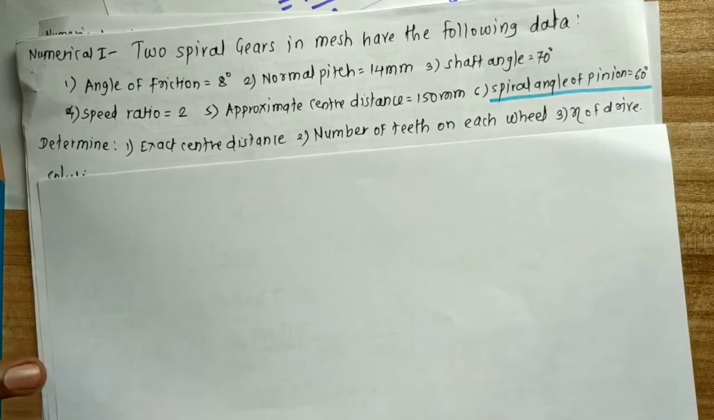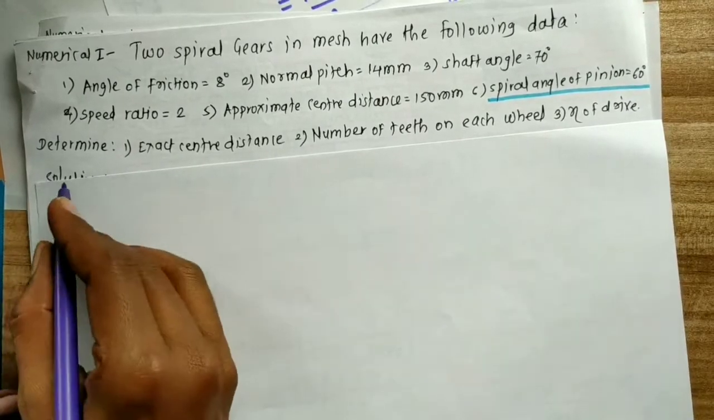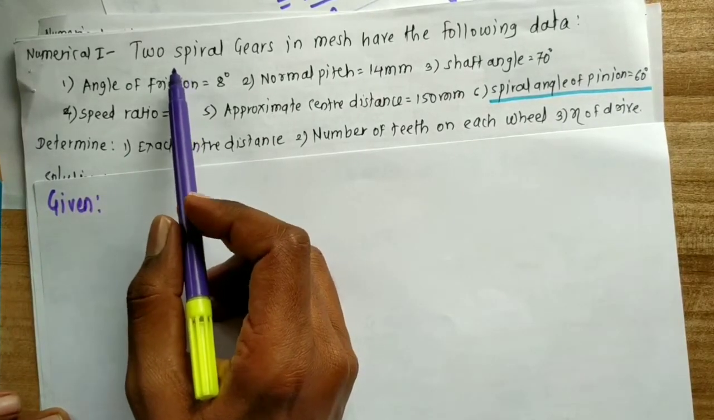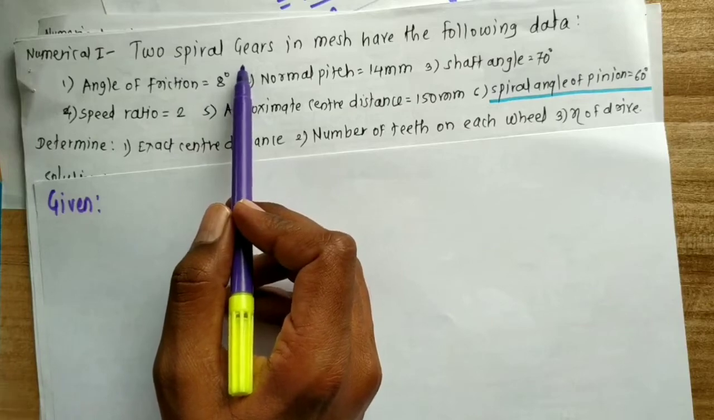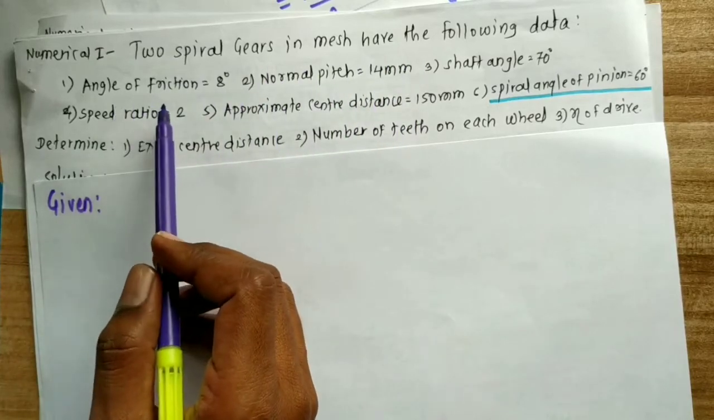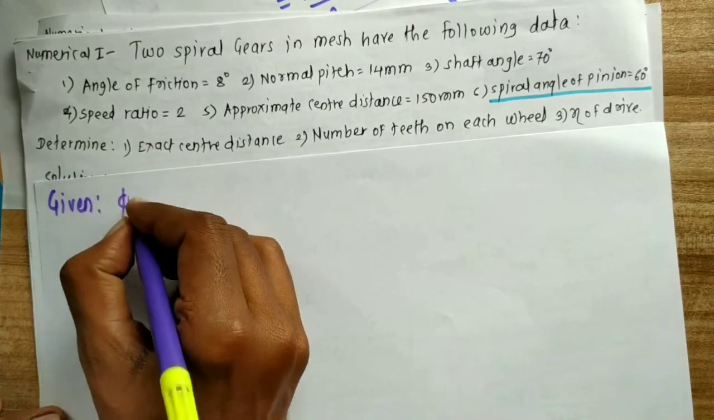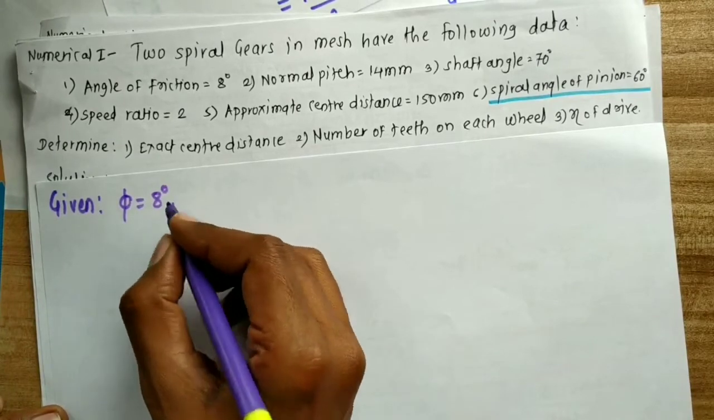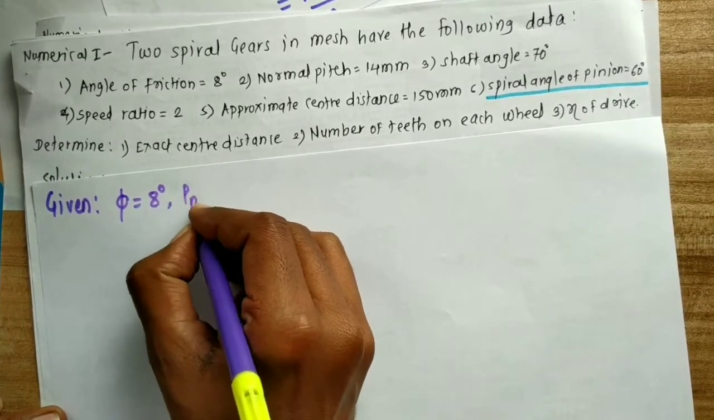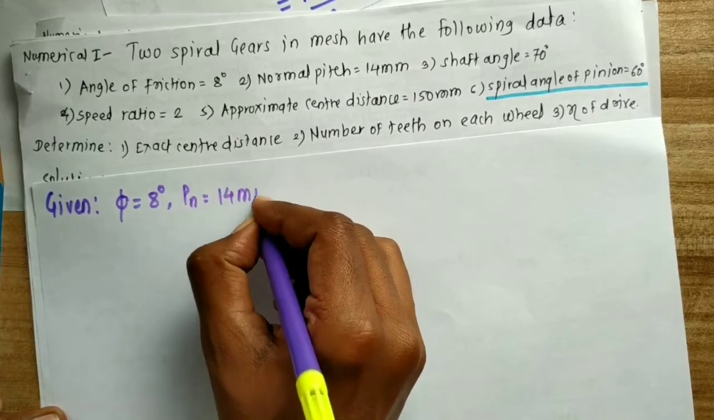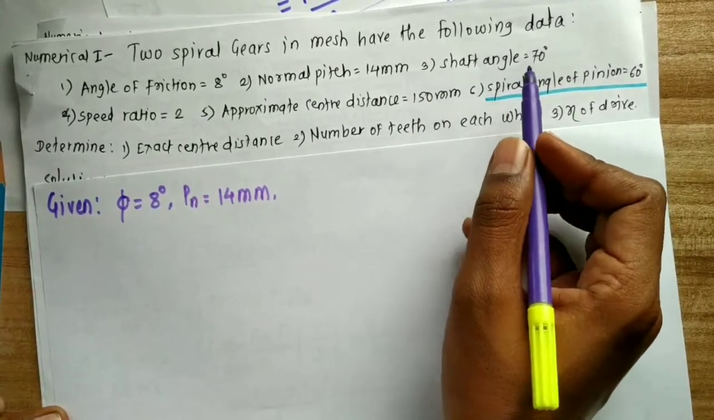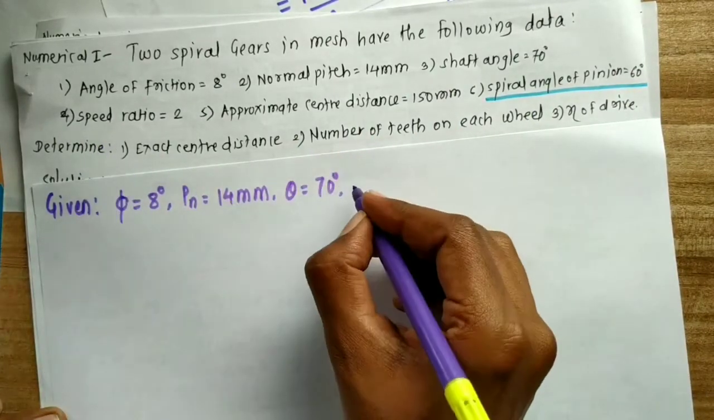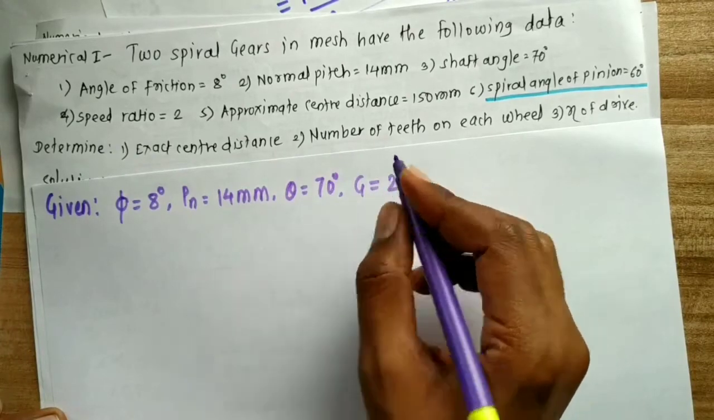and try to write the given data. So what is given? I will write the given data here while reading. It is given two spiral gears in mesh have the following data. Angle of friction is equal to 8 degree. So I can write phi, that is angle of friction, is equal to 8 degree, which is the first given data. Then normal pitch is equal to 14 mm. So Pn is equal to 14 mm. Next, shaft angle is equal to 70 degree, that is theta is equal to 70 degree. Speed ratio, nothing but gear ratio, is equal to 2.